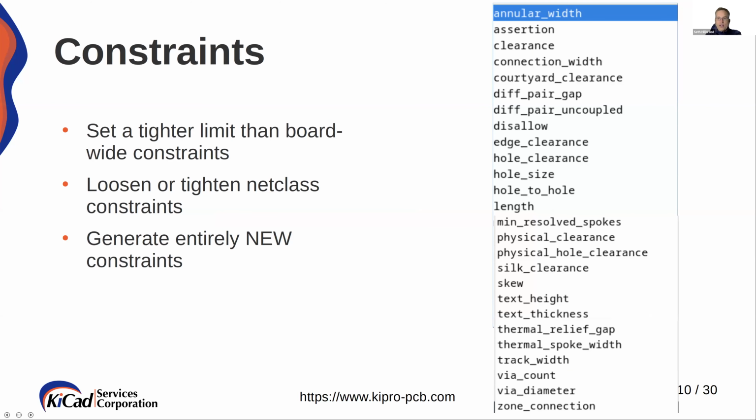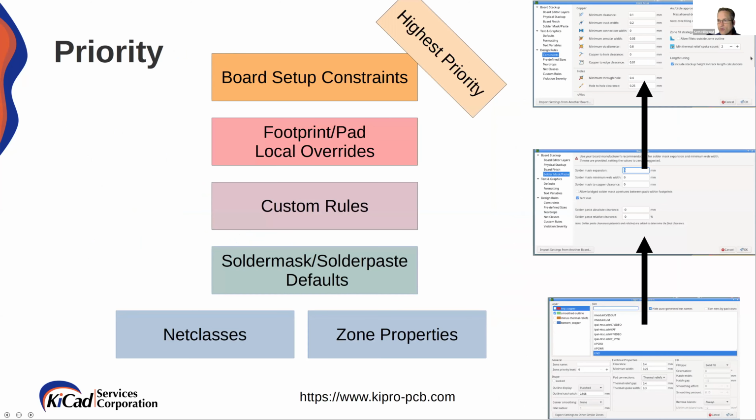So let's talk about constraints. What can you constrain? Constraints set a tighter limit than board-wide constraints. So we're just saying, all right, we have these board-wide constraints. Let me go back one slide here. Top right-hand corner, this is the board setup, design rules, constraints. These are what we're talking about with the board-wide constraints.